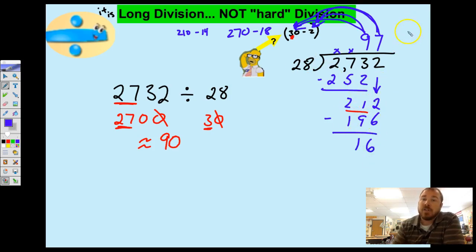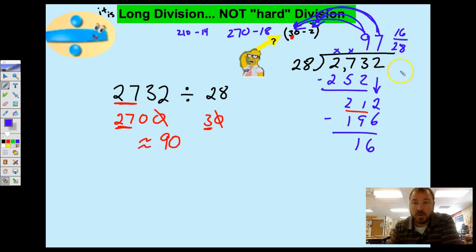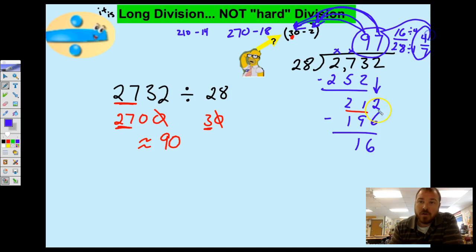Okay, again, you're going to see our remainder of 16/28 is not in simplest form or lowest terms. So we're going to go ahead and divide that by a common factor. Divide by 4 and divide by 4, and we get our simplest form answer of 4/7. 97 and 4/7.